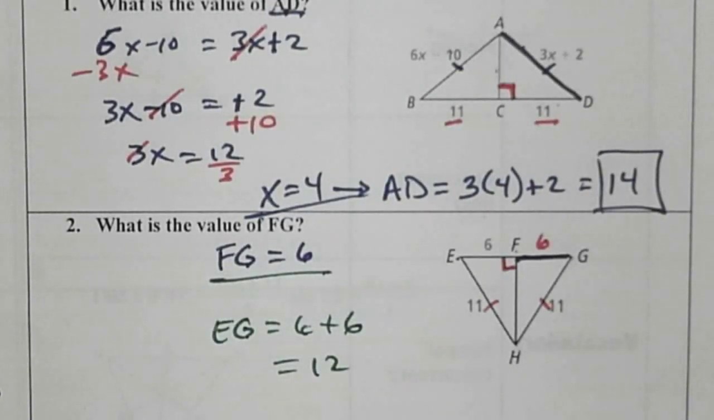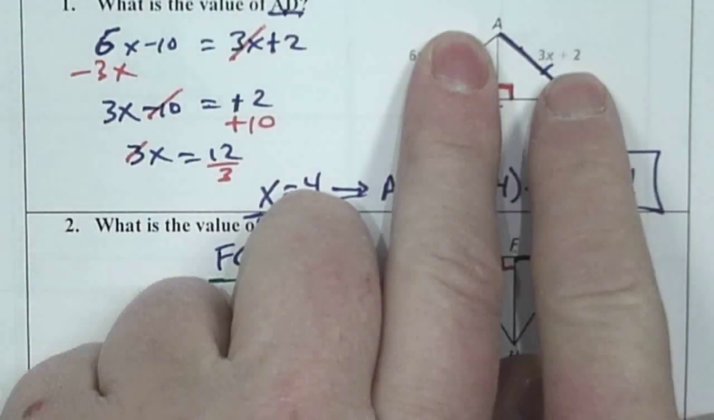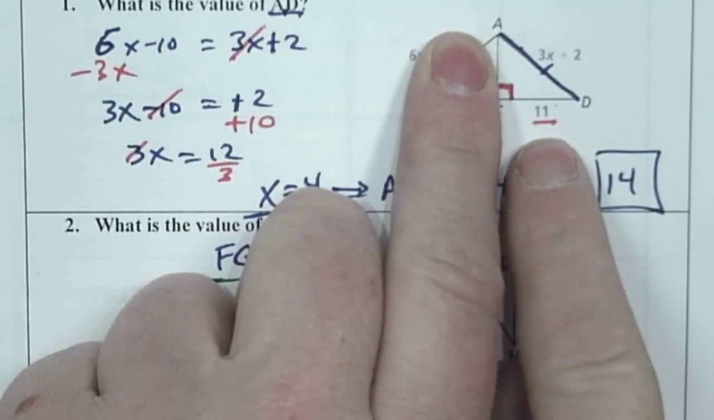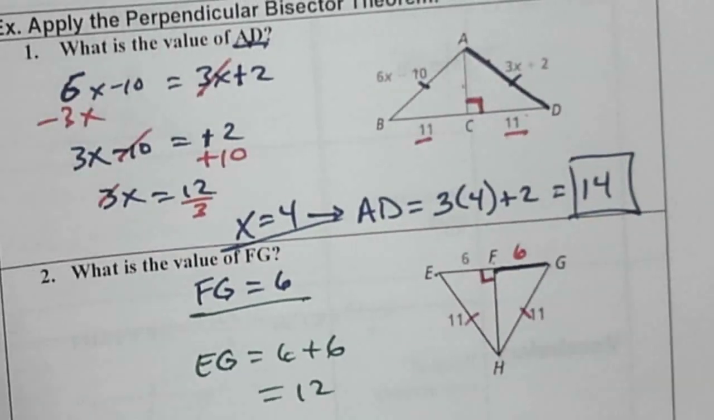So that's kind of the problems you're going to see. You're going to see problems like this, and all you have to really do is say, okay, what am I going to match it up with? Like here, if you look at this, some people will take 3x plus 2 and match it with 11, and that's going to be wrong. It doesn't make sense. So you got to think of what makes sense.